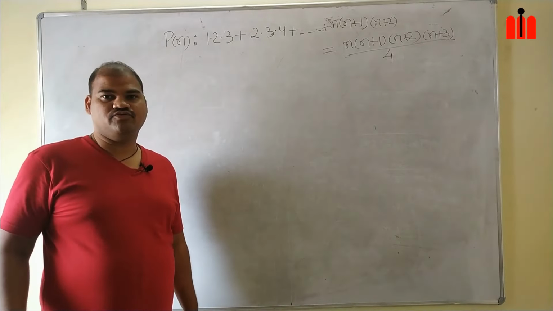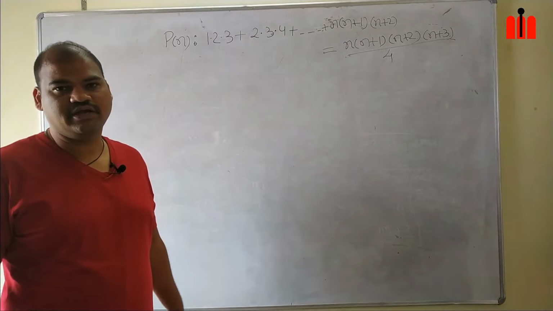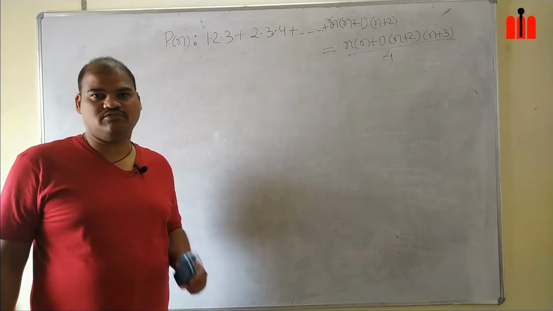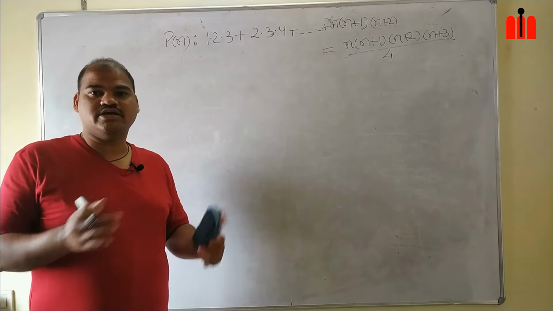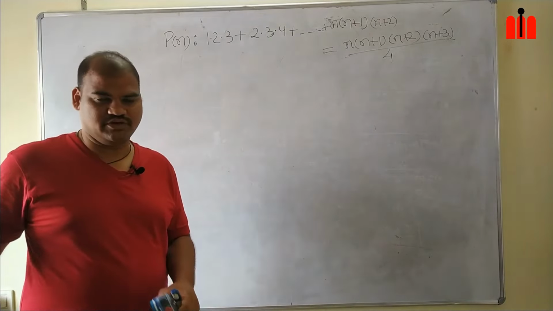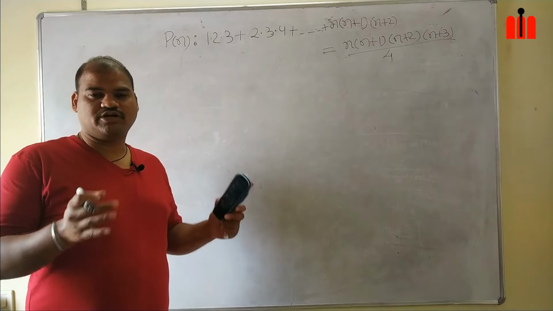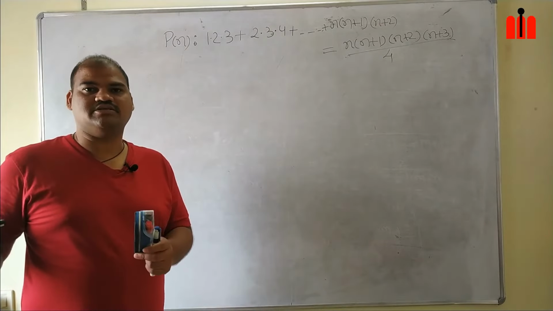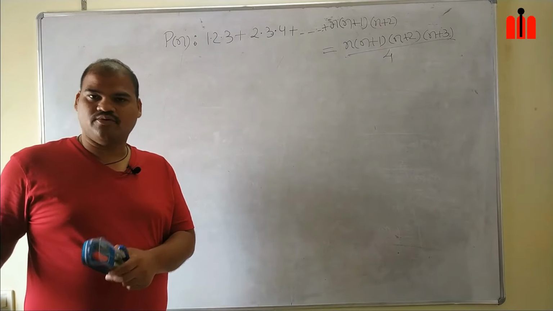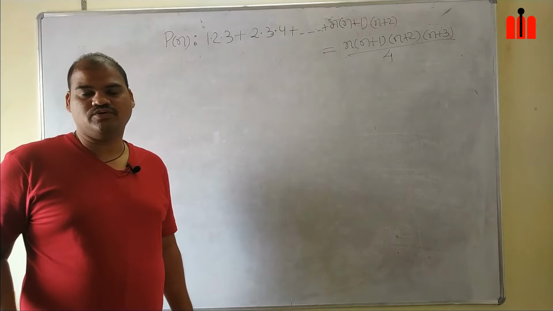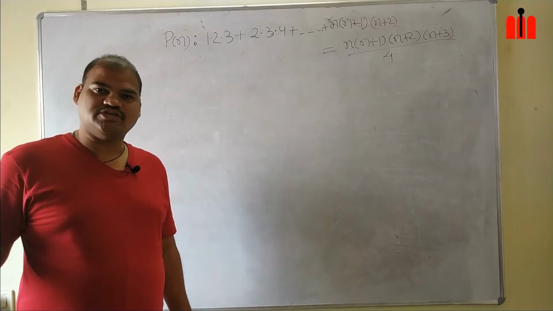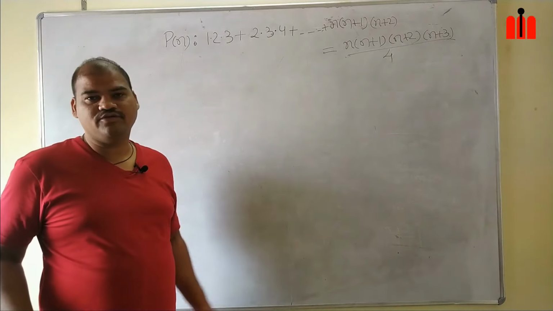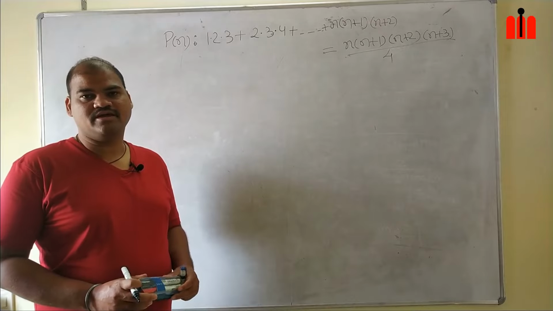If you see from a literature point of view, it is the sum of the product of three consecutive natural numbers. So the sum of the products of three consecutive natural numbers, like 1, 2, 3 plus 2, 3, 4 plus 3, 4, 5, is equal to n, n plus 1, n plus 2, n plus 3 by 4. So this is what we have to show here, right?